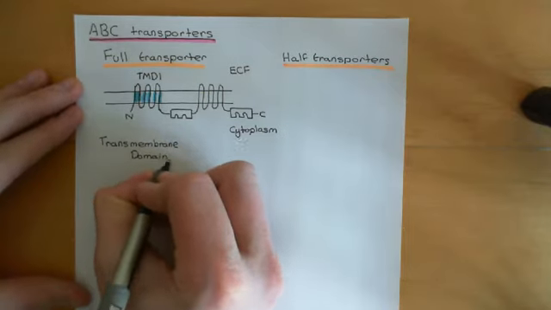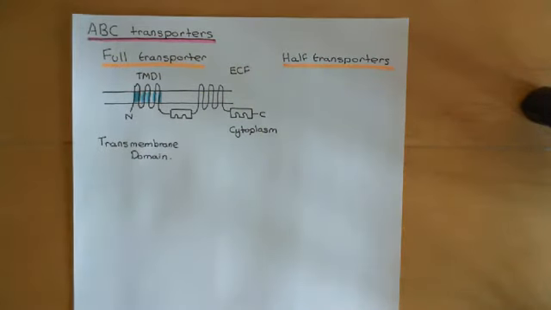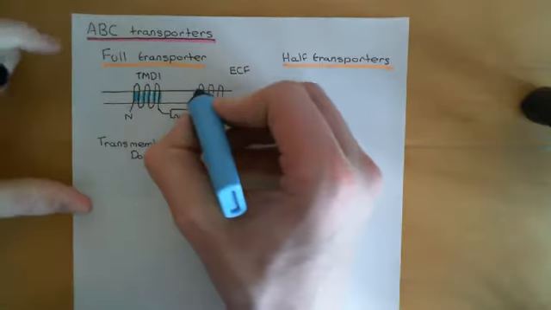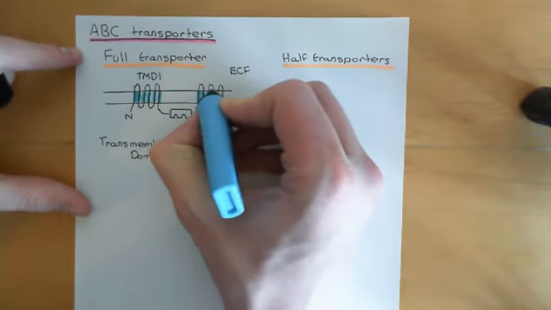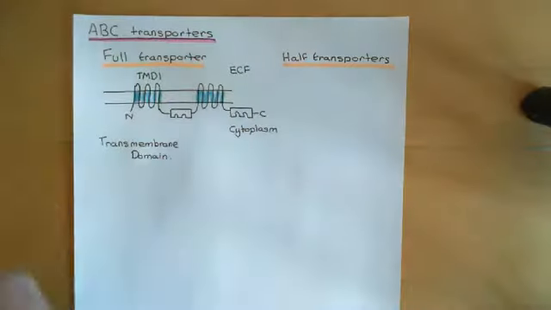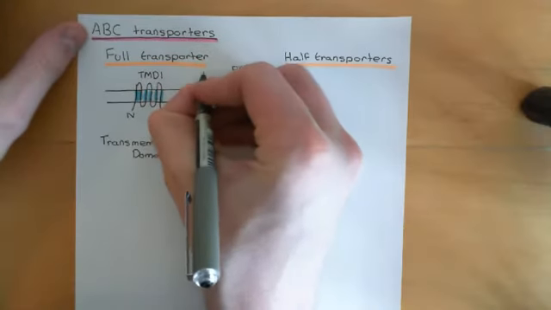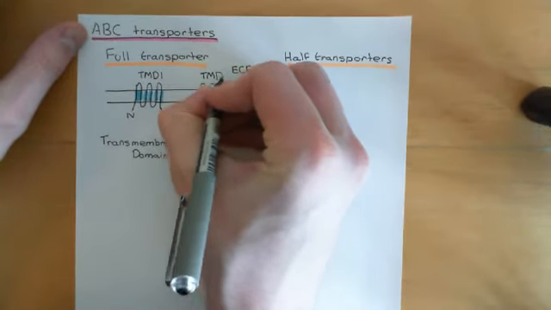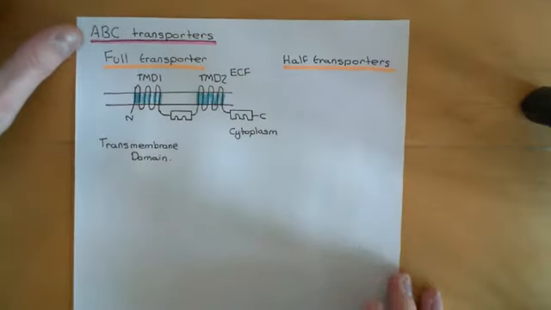Okay, so TMD stands for transmembrane domain. Then you've got another one of these clusters of 6 membrane spanning alpha helices here, and that's known as the transmembrane domain TMD2.